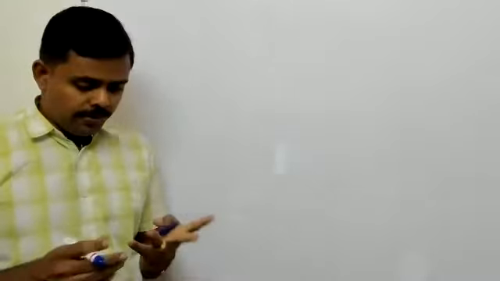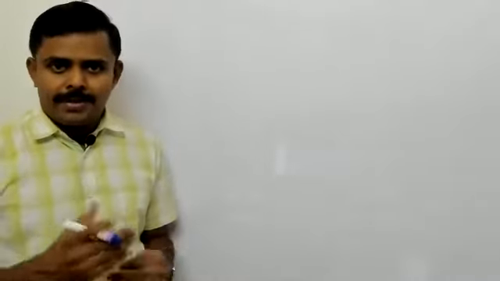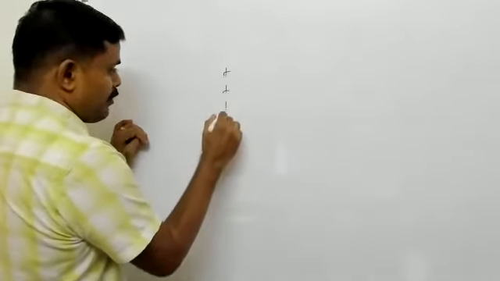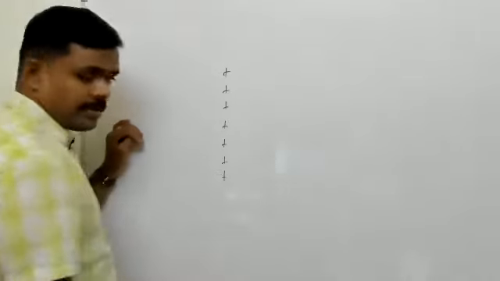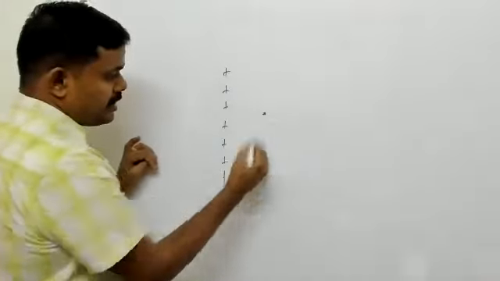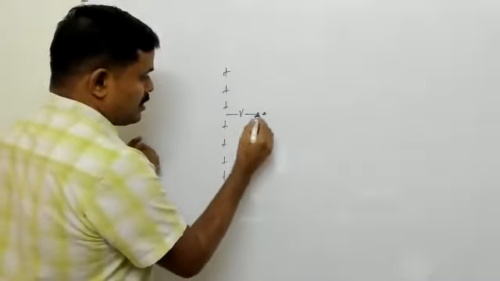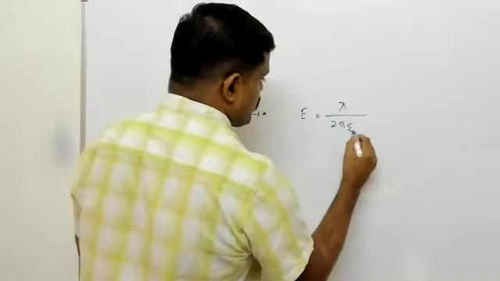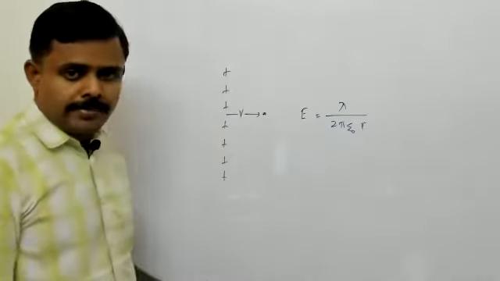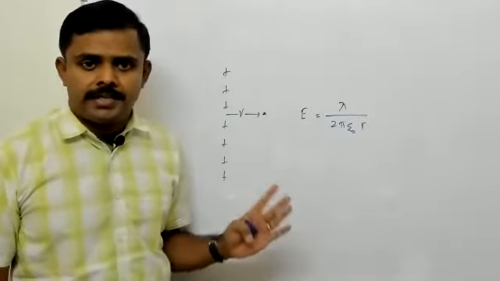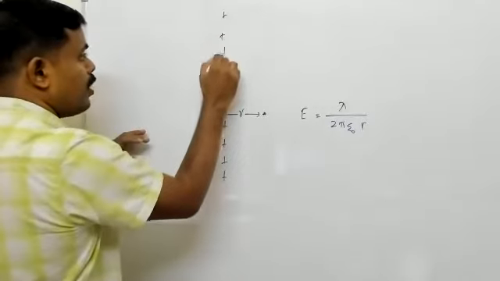There are some applications of Gauss's theorem. For the moment, I'll give you the equations. The derivation part we'll come back and do later. Gauss's theorem applications: what is the electric field due to a linear charge distribution? At a distance r, the electric field intensity is given by lambda by 2 pi epsilon 0 r. This is electric field due to a line of charges, called a linear charge distribution. Actually, it is an infinitely long wire.